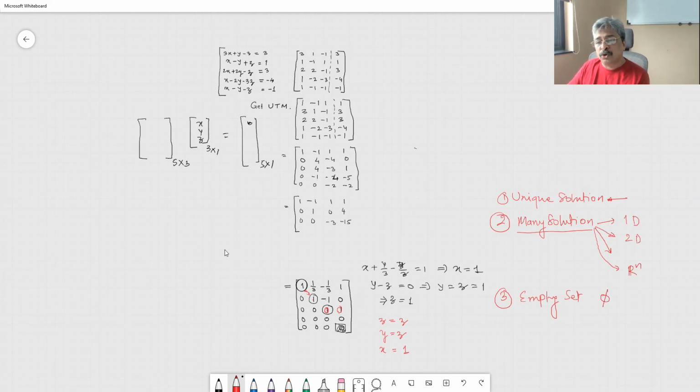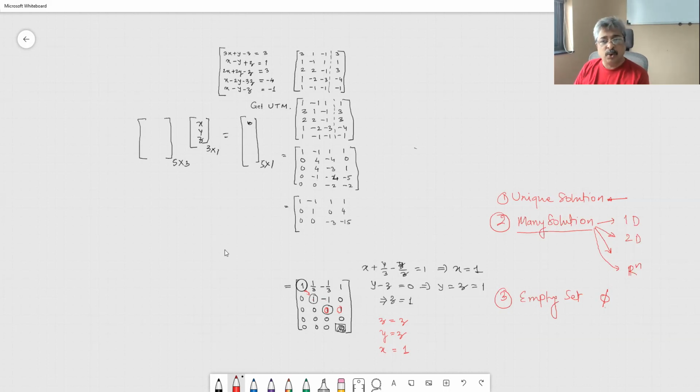No solution. So if any one of the equations behaves badly, which eventually will give us 0, 0, 0, 0 is equal to some nonzero number, we won't be able to get any ordered triple or any ordered n-tuple which will satisfy the given system of equations, and therefore the third category of the solution set is the empty set. Unique solution, empty set, and infinitely many solutions.